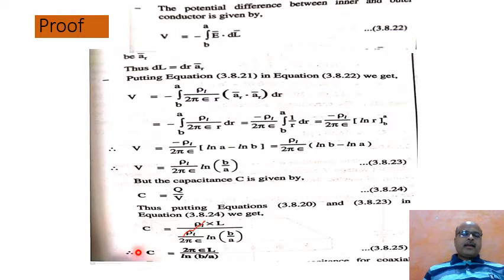So: derive the expression for capacitance for a cylindrical capacitor. Such a derivation is asked in exams. When you solve this derivation, you will get 6 to 7 marks.